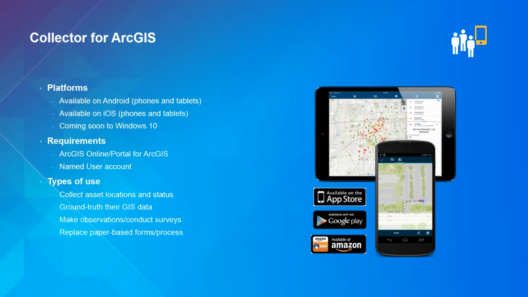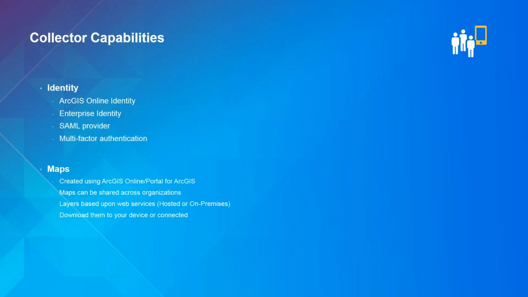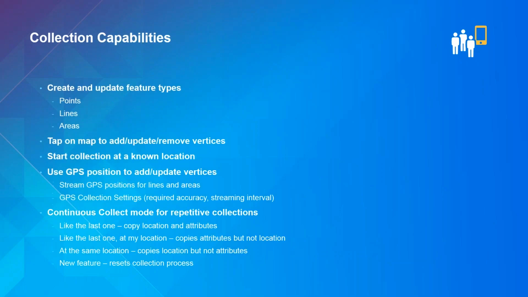I think we've talked about some of the typical uses. Really, the key thing is replacing paper-based forms for collecting information. Identity is a key part of this. You can either use ArcGIS Online and its built-in identity store, or you can leverage your own enterprise identity provider through SAML. It also supports multi-factor authentication if that's a requirement for your organization. This also can be used in a disconnected fashion. We'll talk a little bit more about that through the webcast.